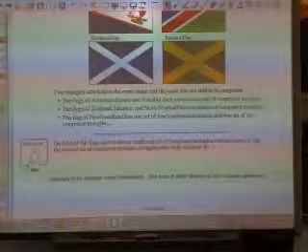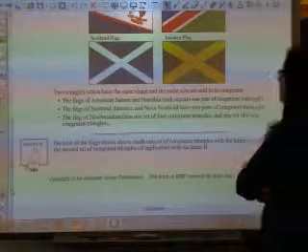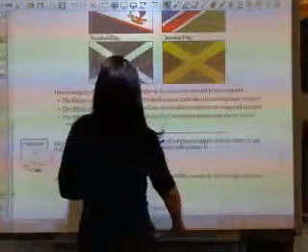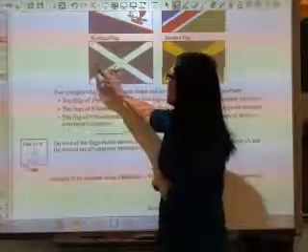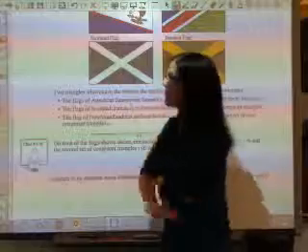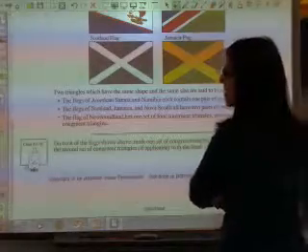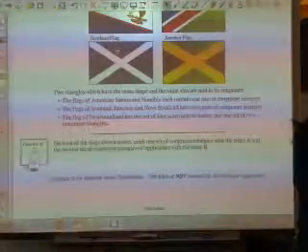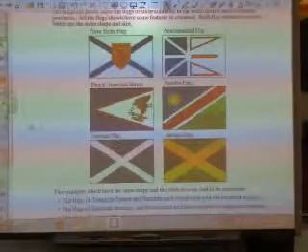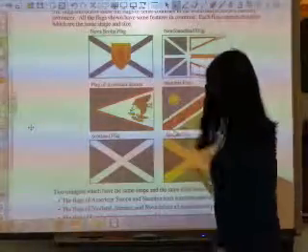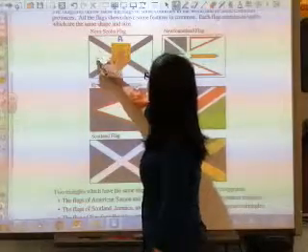It says, on each of the flags shown, mark one set of congruent triangles with the letter A and the second set of congruent triangles with the letter B. So for example, if I was looking at Scotland, I could label these 2 triangles with A's and these 2 triangles with B's, because those are the pairs of congruent triangles. Take a moment and do that with the other 5 flags and see what you get. Nova Scotia and Jamaica, my labeling of my pairs of congruent triangles would be very much the same.